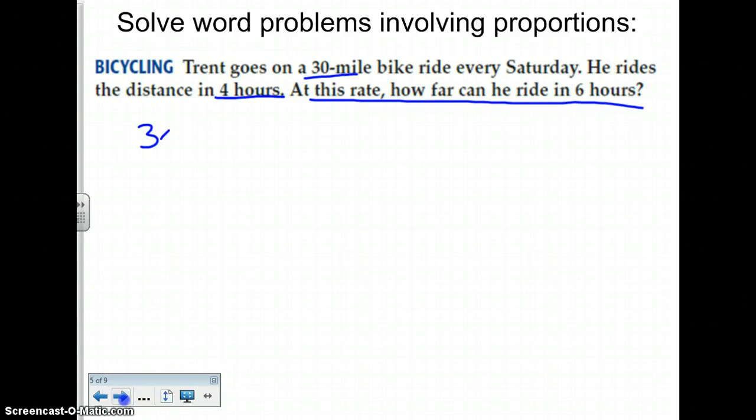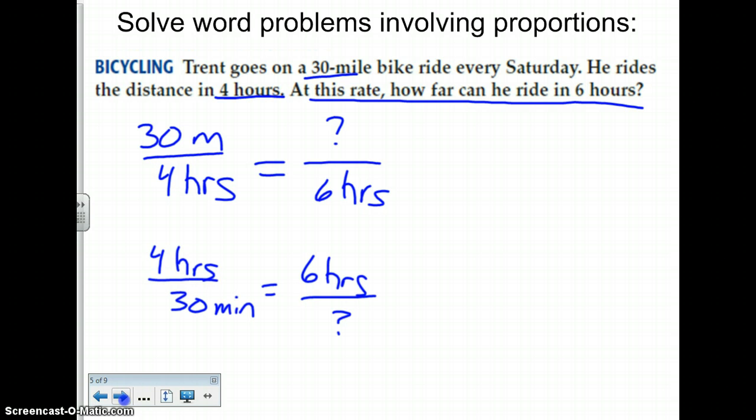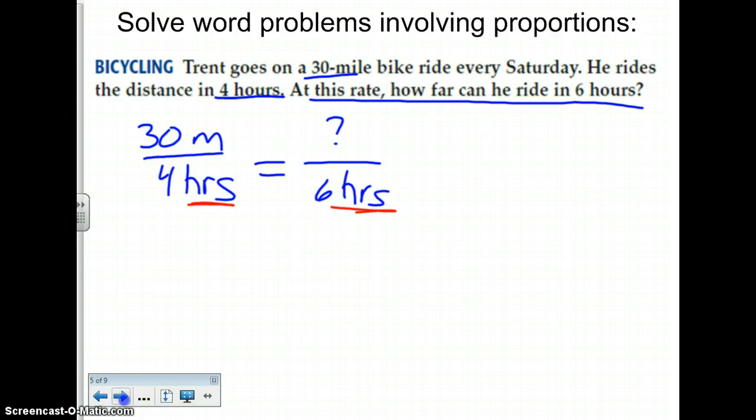So we know 30 miles in 4 hours. That's going to equal how far in 6 hours. And the how far we don't know. I could set this up as 4 hours, 30 miles also, and that's going to equal 6 hours. The important piece here is to get the labels across from each other. So if I have hours in the denominator on one side, I need it in the denominator on the other, or vice versa if it's in the numerator. So we'll go ahead and erase that one.